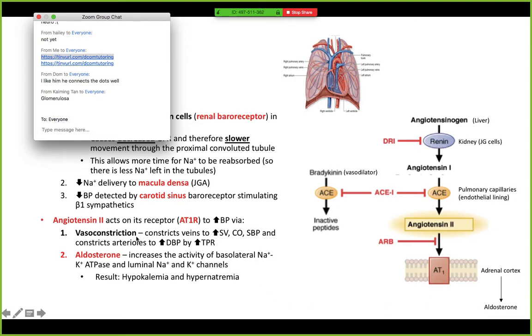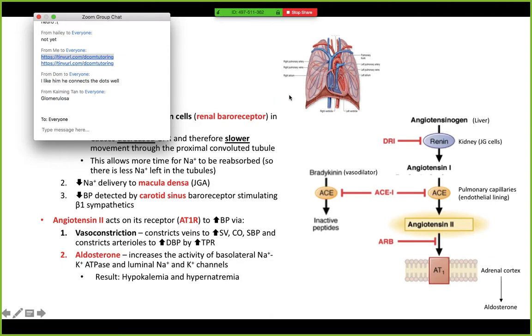Okay, so once angiotensin 2 is converted from angiotensin 1 by ACE, it's going to act to increase blood pressure in two ways. So one way is through aldosterone, and that's going to increase the activity of the basolateral sodium-potassium ATPase, which eventually results in both hypokalemia and hypernatremia, and we'll go over that mechanism. But then you also have vasoconstriction of smooth muscle vasculature.